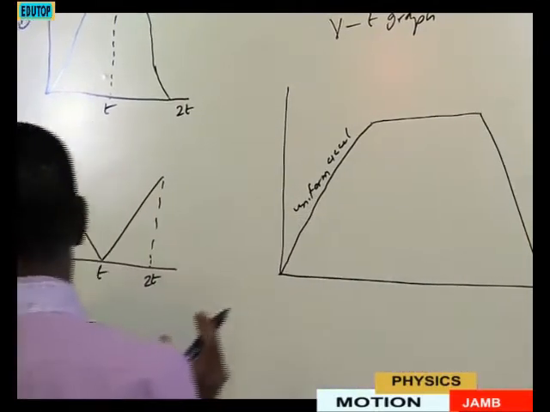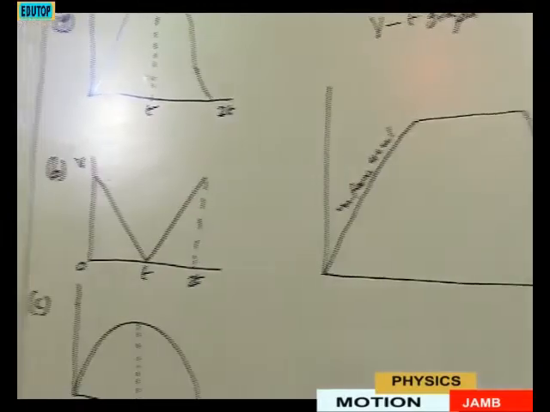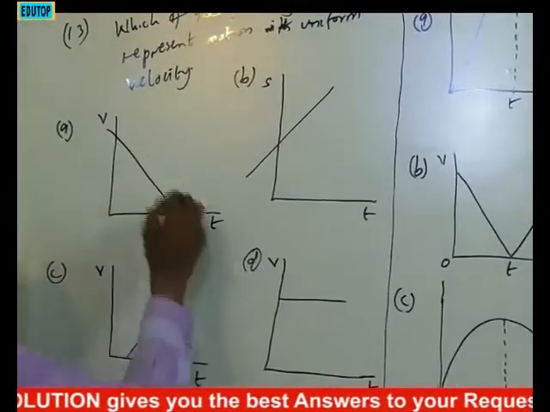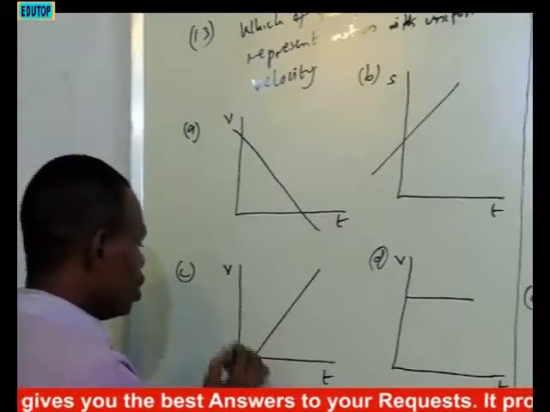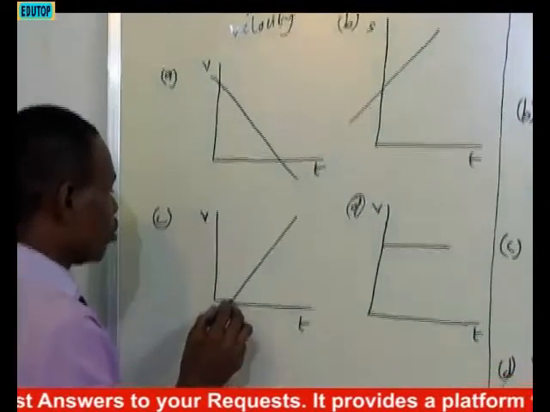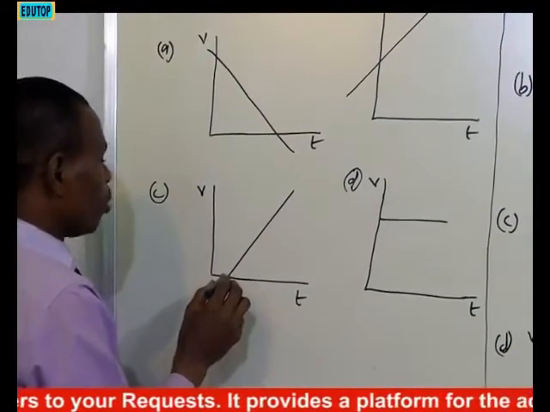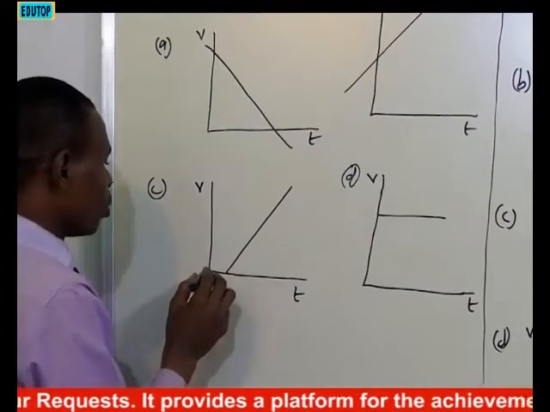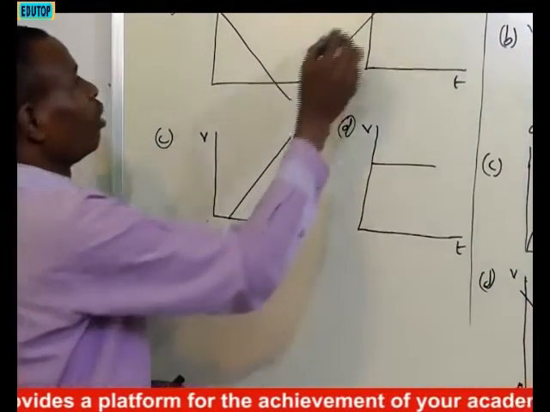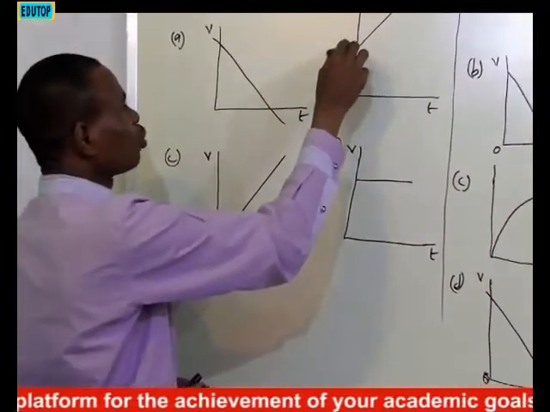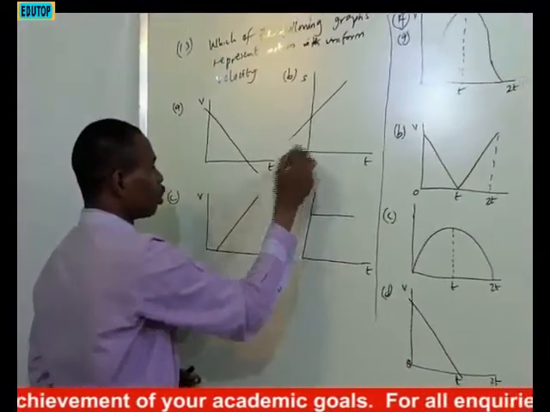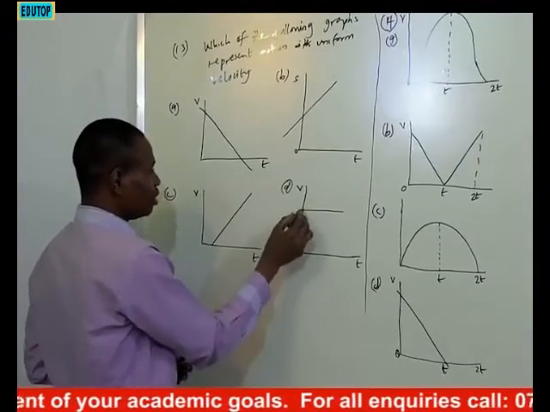So from this graph now, we can get the answer to this question. This is an example of a retardation. This is an example of a body starting from rest. But in this case, this one is not starting from rest, it's starting with a particular velocity because it's not starting from 0.